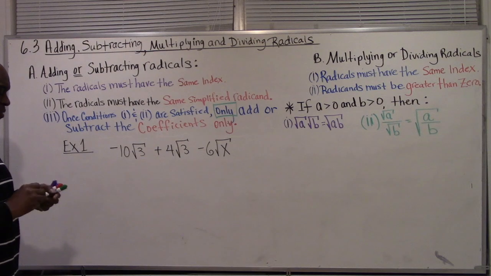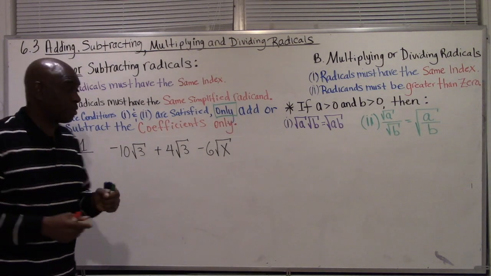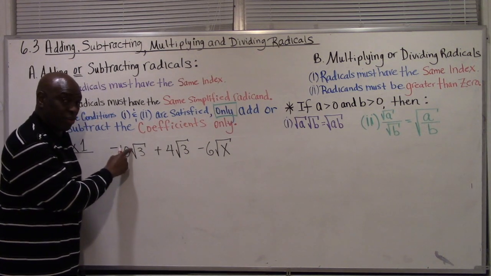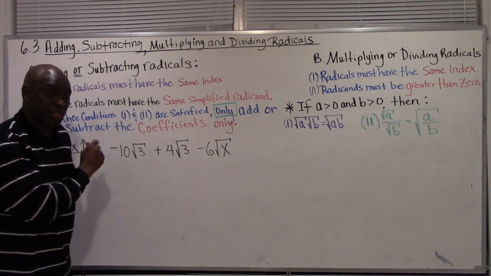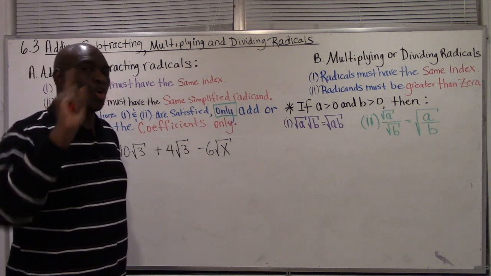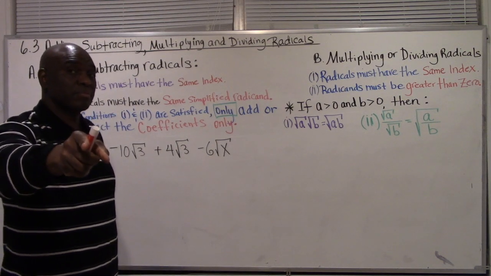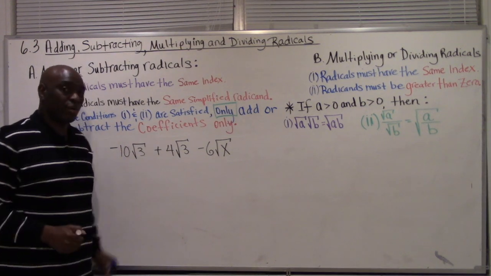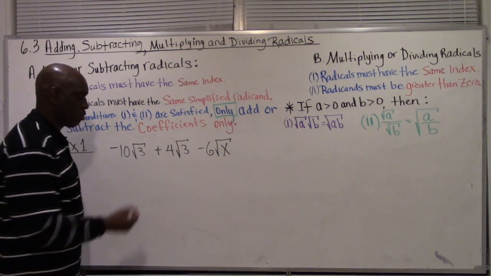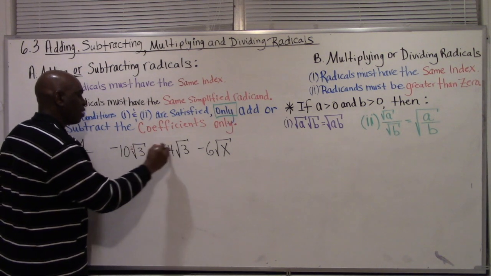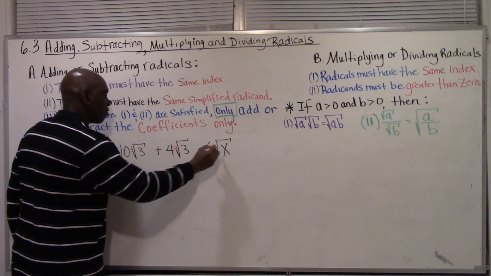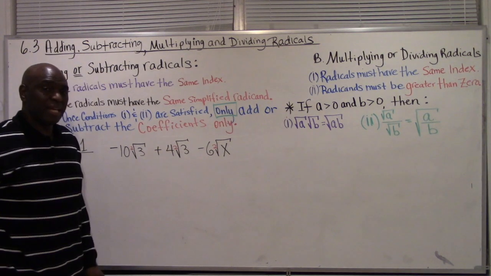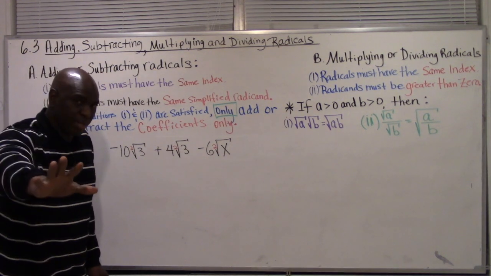Okay, here we go again. If you don't remember, let's check out our index. Do we have the same index? Now, if there's not a number here, what number is here by default if you don't see a number? If you do not remember, go back to lesson 6.1, because we explicitly told you what it is. When you do not see a number here, we know it to be a 2, square root. So there is a 2 here, a 2 here, and a 2 there. So my question is, are the indexes the same here? And the answer is yes. They all have the same index.